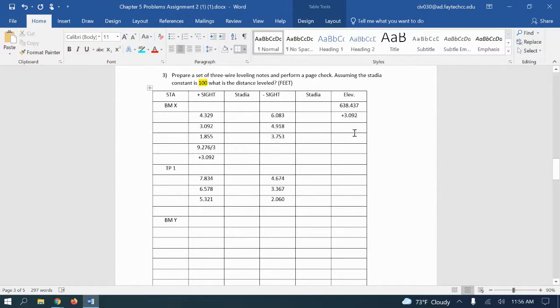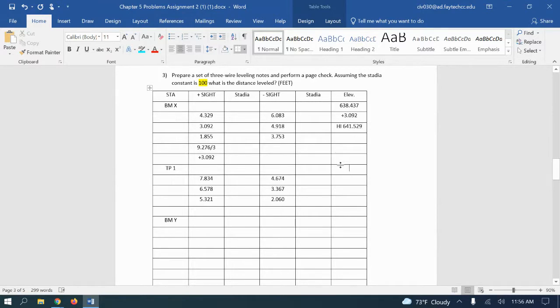And we've got an HI now of 641.529. Elevation plus backside gives me a new HI. Now I'm not going to do stadias yet. All right, so we're ready to go.